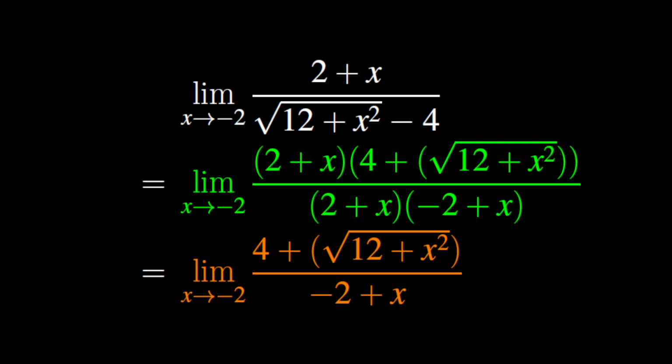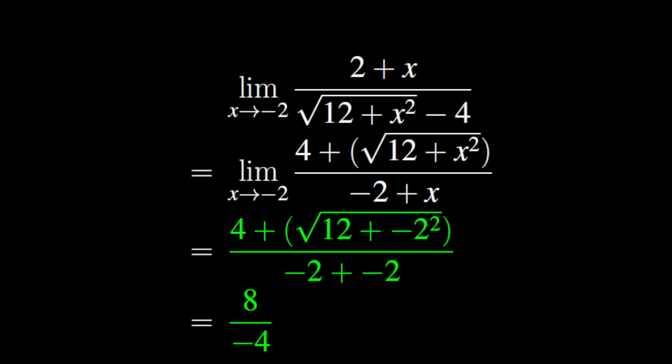Then we factorize the numerator and denominator in order to find a potential common factor, then simplify the common factor. Therefore, when we plug minus 2 into the new expression, we find that the limit is 8 over minus 4.